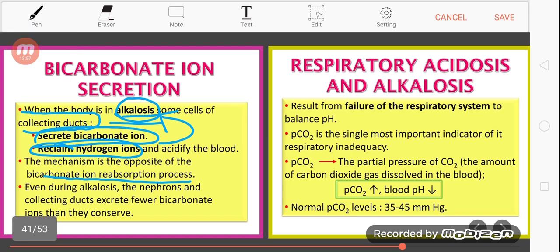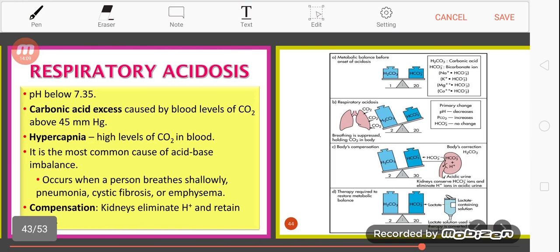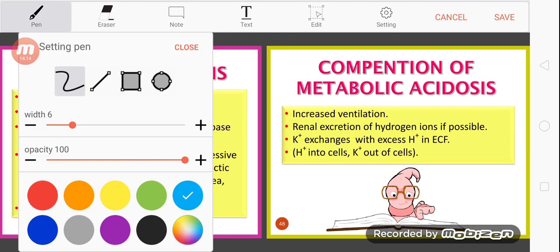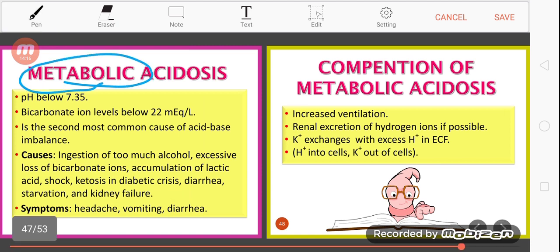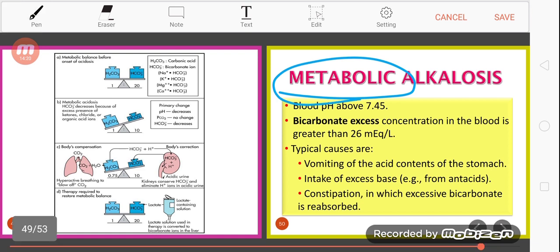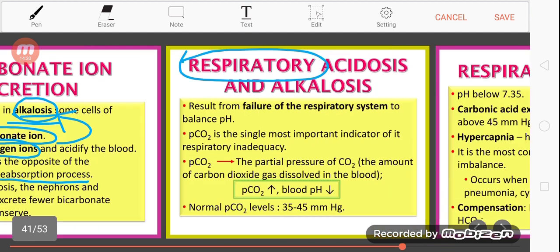The rest of the slides for our chapter 4 are about acidosis and alkalosis conditions, whether the condition is respiratory acidosis or respiratory alkalosis, or the condition is metabolic acidosis or metabolic alkalosis. So we will look into these conditions one by one.